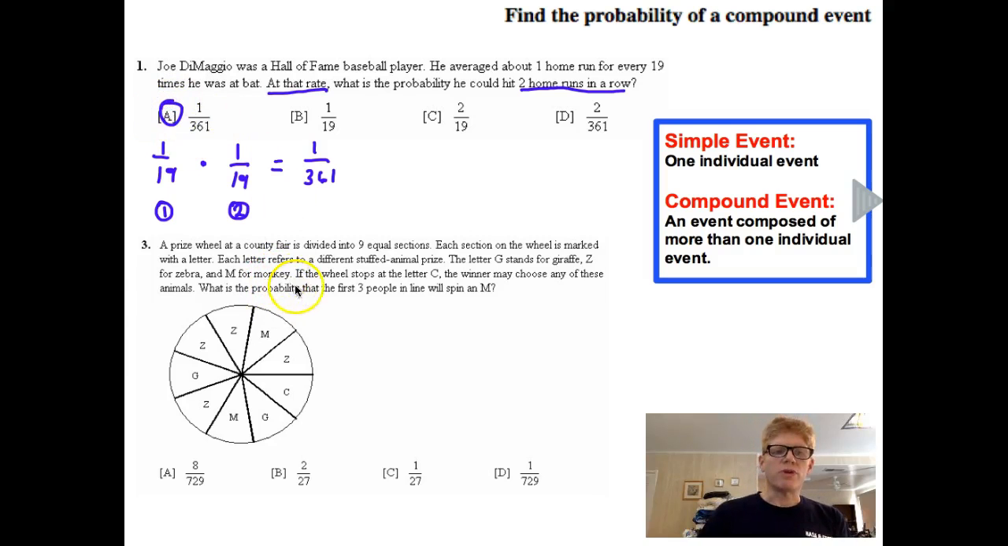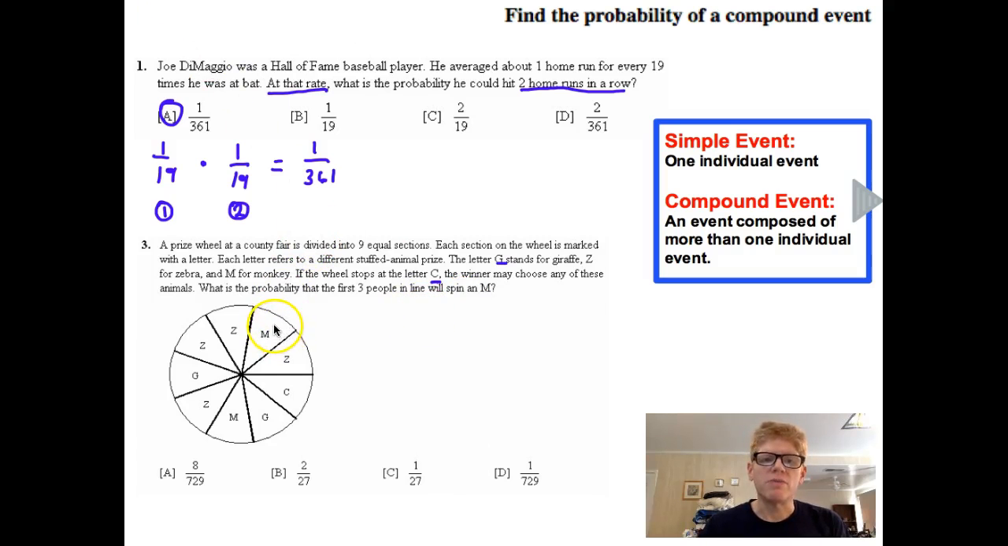Let's move on to number 3. A prize wheel at a country fair is divided into 9 equal sections. Each section on the wheel is marked with a letter. Each letter refers to a different stuffed animal prize. G stands for a giraffe, Z for a zebra, M for monkey. If the wheel stops at the letter C, the winner may choose any of these animals. What is the probability that the first 3 people in line will spin an M?